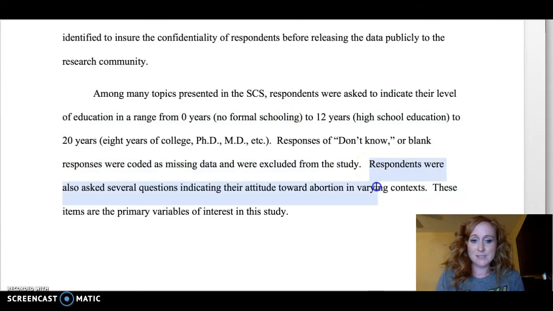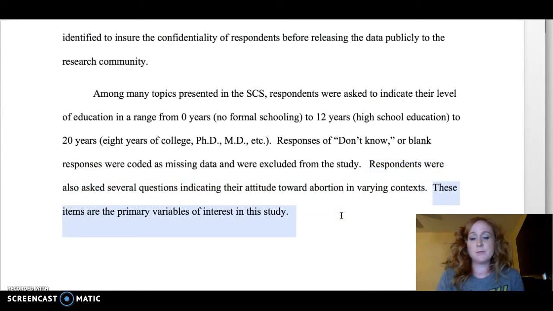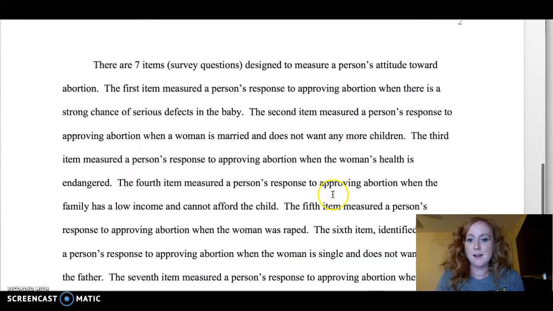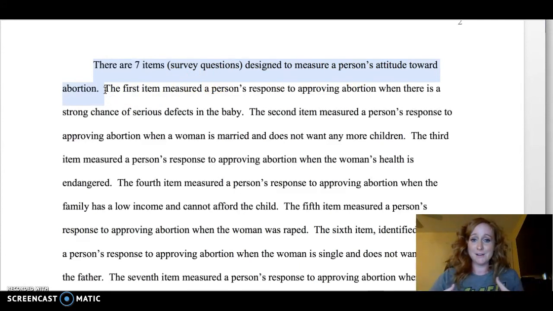Respondents were also asked several questions indicating their attitude toward abortion in varying contexts. These items are the primary variables of interest in the study. These are the main ones I'm using. Then, here we talk about the variables for the abortion scale. There are 7 items or survey questions designed to measure a person's attitude toward abortion. And then you actually list all the items.